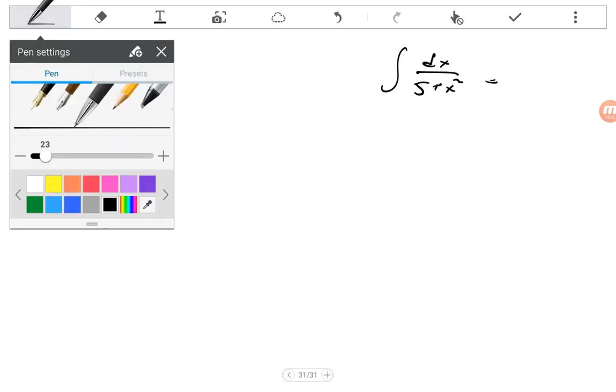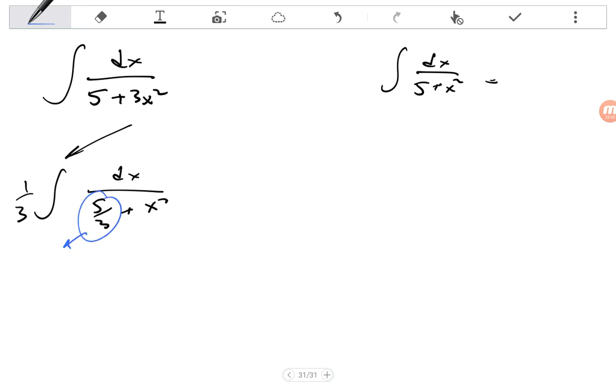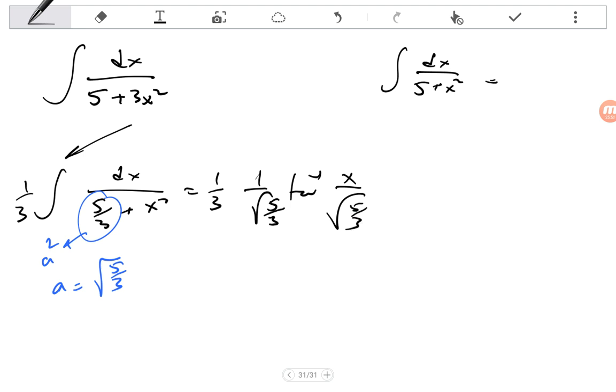What will a be in this case? That is a squared, so a will be square root of 5 over 3. In this case it will be 1 over 3, times 1 over a, which is 1 over root 5 over 3, tan inverse x over a, which is root 5 over 3. That is one method to deal with this type of problem.